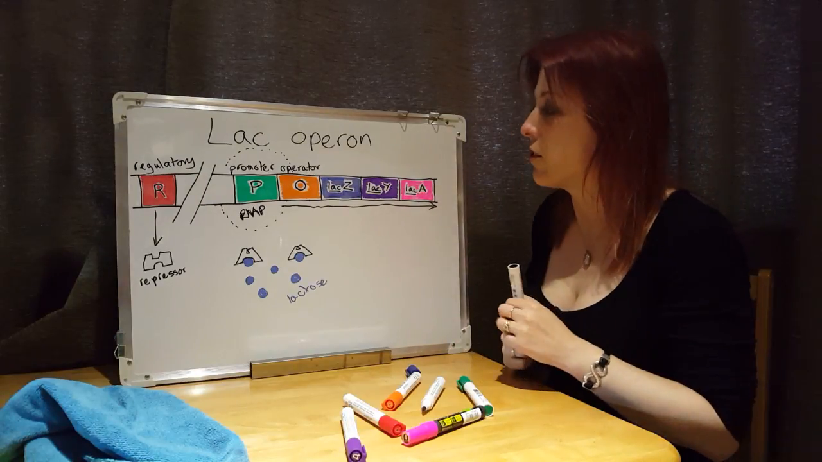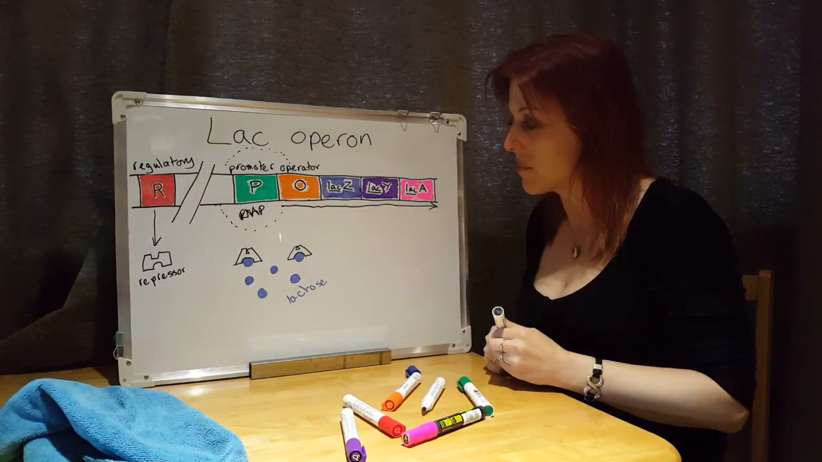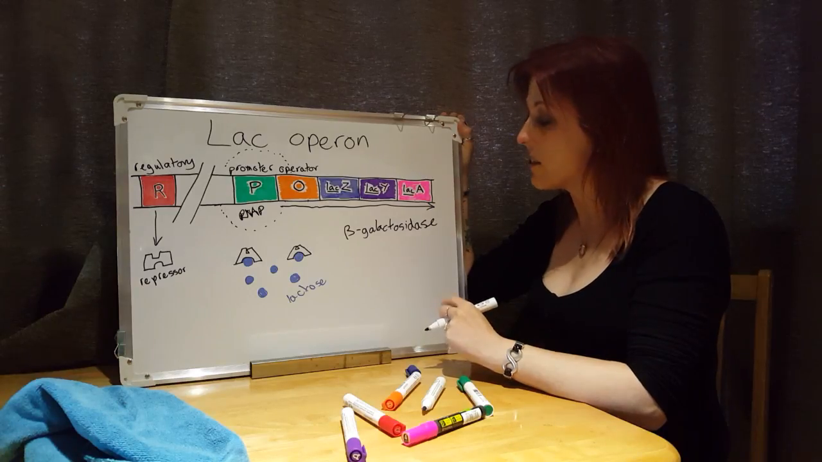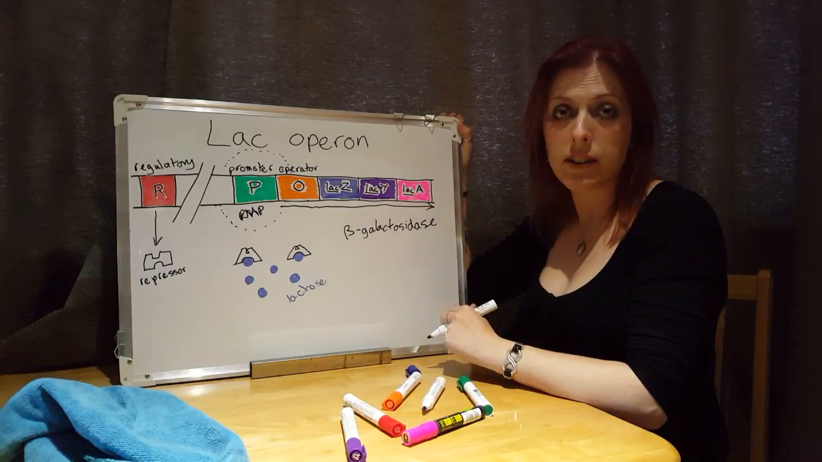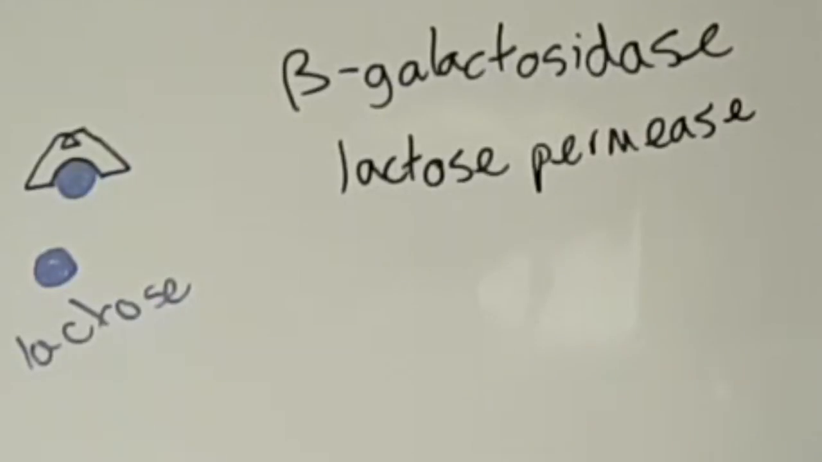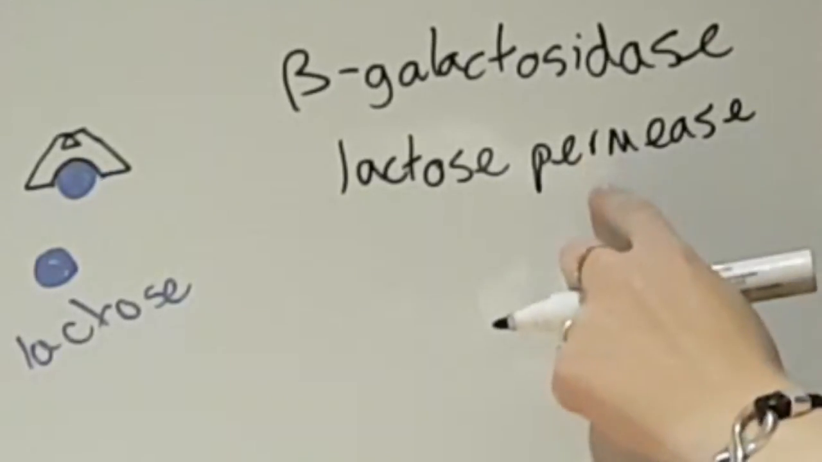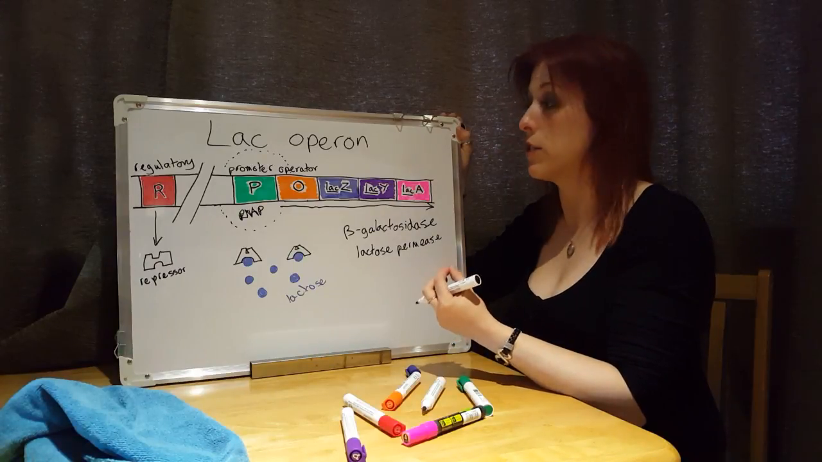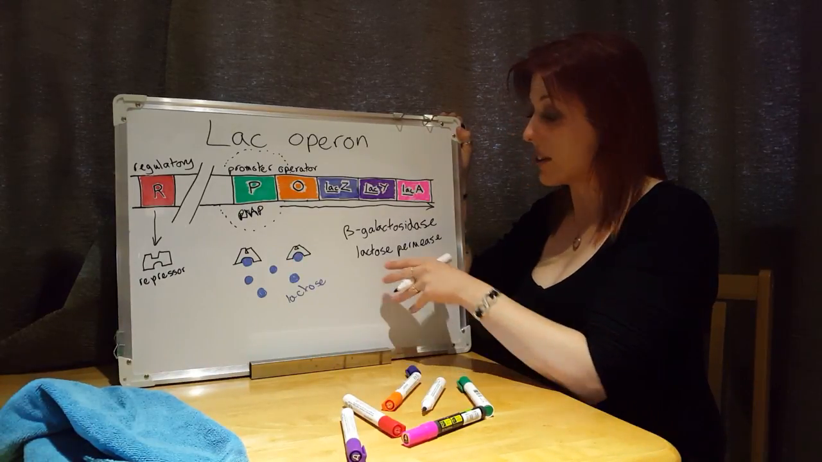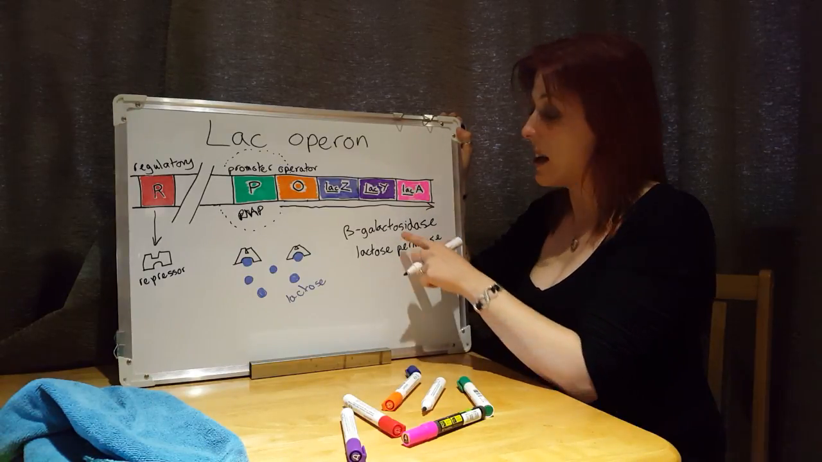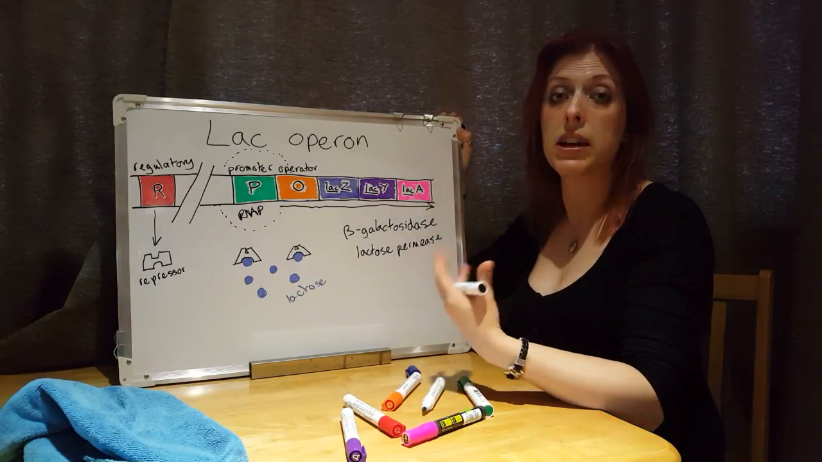If we look at some of the functions of these structural genes here, we have beta-galactosidase. Beta-galactosidase will break down the lactose, it will hydrolyze it into glucose and galactose. Lactose permease, as you might expect because of the name permease, actually forms more channels for lactose to be transported into the cytoplasm of the bacterium. So we're going to increase the rate of diffusion of lactose into the cell and increase the rate at which it can be broken down and metabolized.